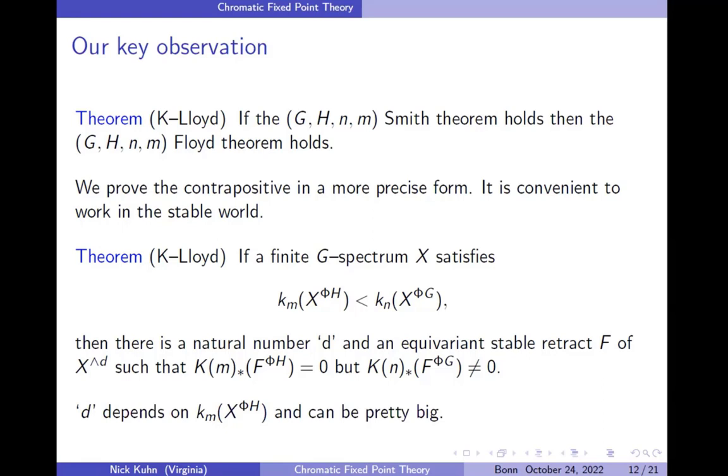So we're going to take X, smash it with itself a bunch of times, and split a piece of that off. It'll still be a G spectrum, and this piece will have the property that it's acyclic in the mth Morava K-theory, and the G fixed points are not acyclic in the nth Morava K-theory.